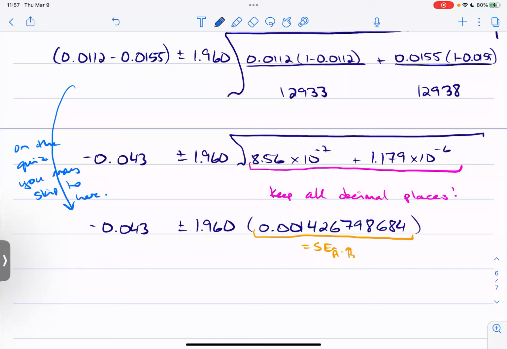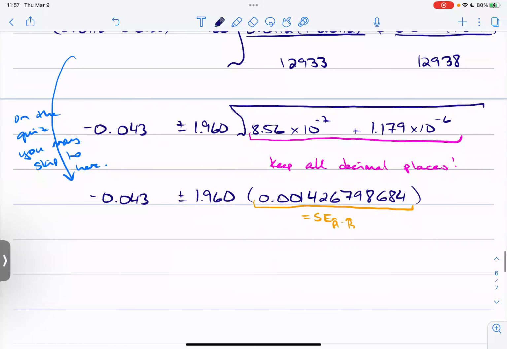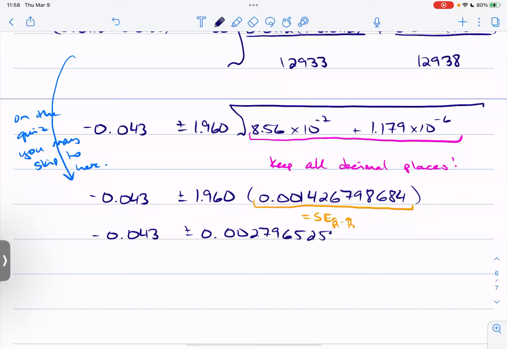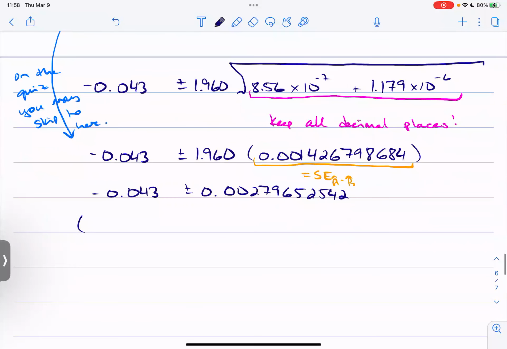Oh yeah, so from here, I want to see all the work. So what the rest is going to look like is negative 0.043 plus minus, and once I multiply it by 1.96, I get 0.027965252. That I do want to see, because that's your margin of error, right? When you multiply it by 1.96, you're going to take negative 0.043 minus the margin of error to get the lower bound.